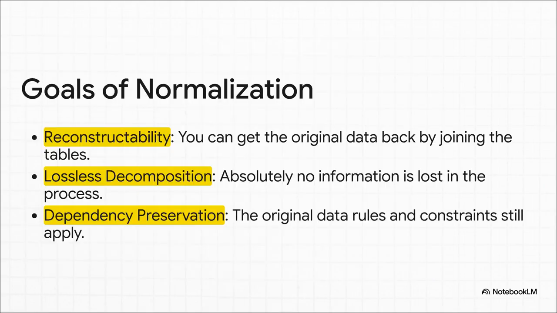And this whole tidying process comes with 3 crucial guarantees. First, you can always join those smaller tables back together to reconstruct the original big picture. Second, all the original rules and relationships are perfectly preserved. And third, and this is the most important part, absolutely no information gets lost in the process. You're not deleting data, you're just reorganizing it to make it more robust, basically to make it gremlin-proof.